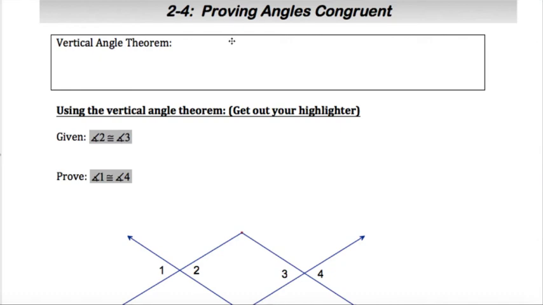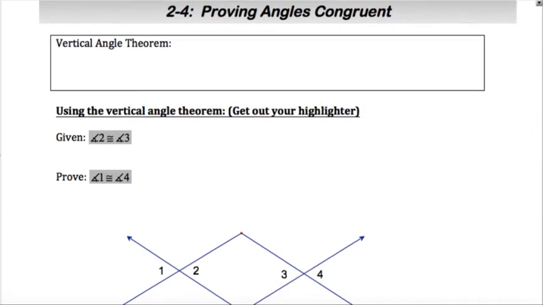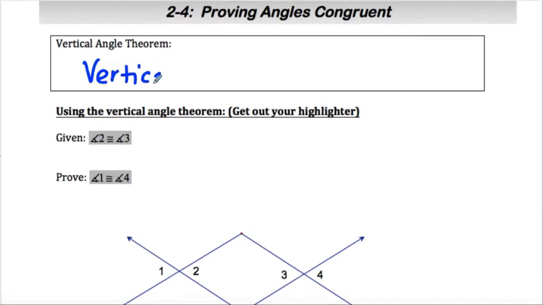Hi everyone. Well, I know we've already proved the vertical angle theorem, but I want to talk a little bit more about it and how we can use the vertical angle theorem. All right, so the vertical angle theorem says that if two angles are vertical, then vertical angles are congruent.